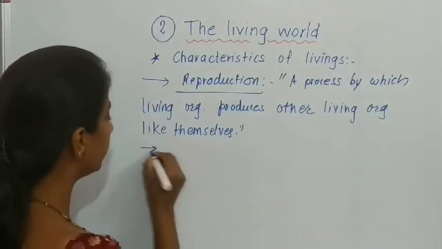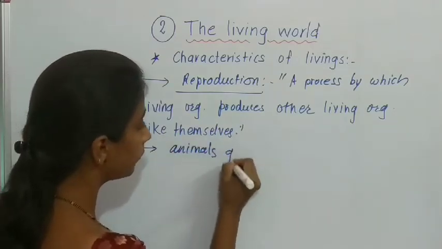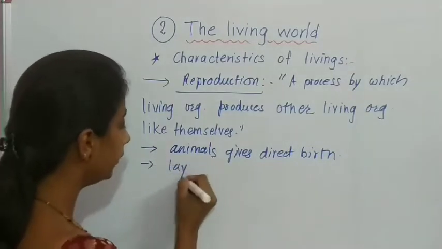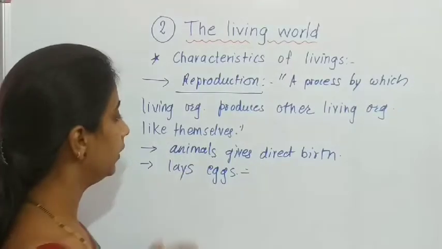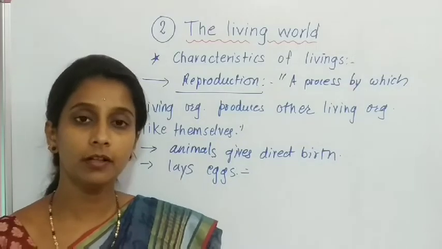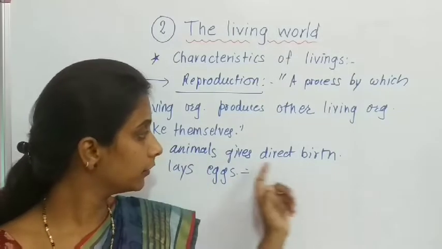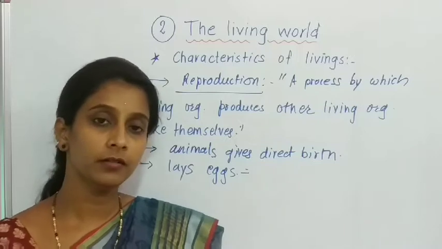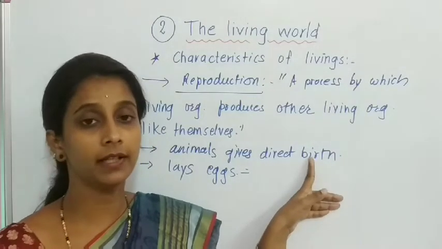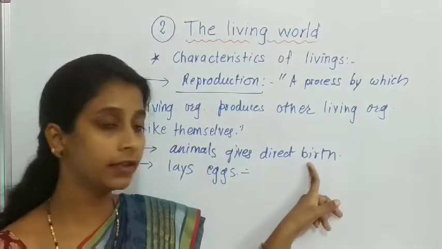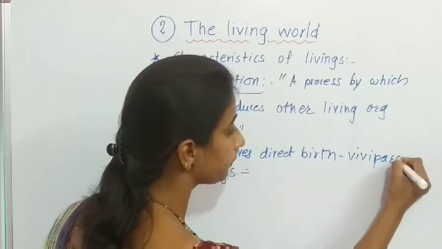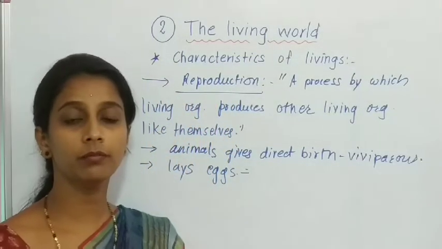So let us see this. First, animals give direct birth to their child, whereas some animals lay eggs. Now the animals like humans, dogs, cows, monkeys, and the flying bat, we know the bat. All of them come under the class mammal, and all mammals give direct birth to their child. Means what? The eggs of these animals are developed inside the body of the female, and after the development of the ova, they give direct birth to their child. And this type of animal is called a viviparous animal. Viviparous animals. Okay. So examples are human beings, dogs, cows.